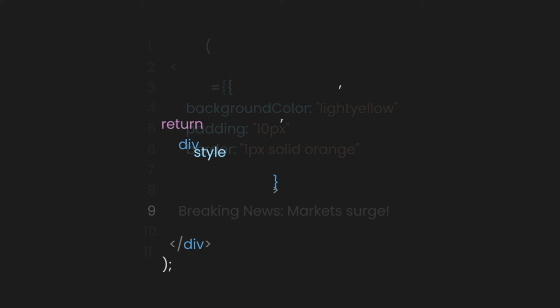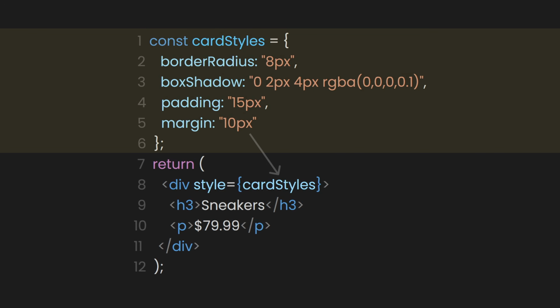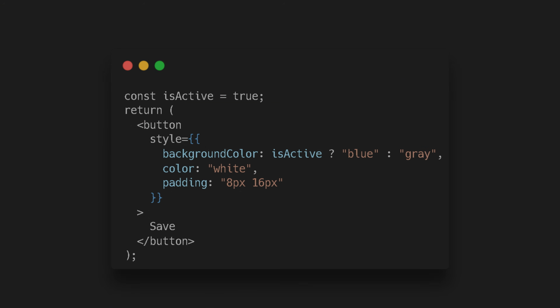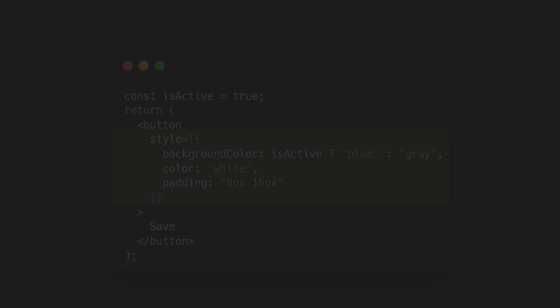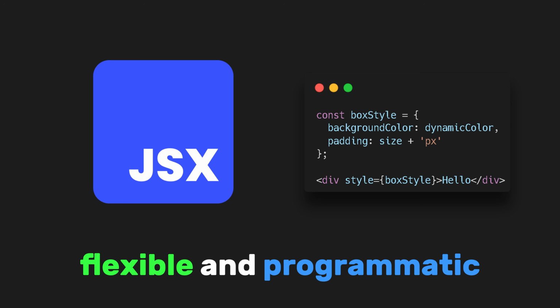You can also define styles as a separate object for reuse. For example, this div uses the card style object as its style attribute. Dynamic styles are handy too. Imagine a progress bar for a file upload where the width changes based on progress. This renders a green bar that's 75% wide, or for a button that changes color when active. These examples show how JSX's object-based styling keeps things flexible and programmatic.